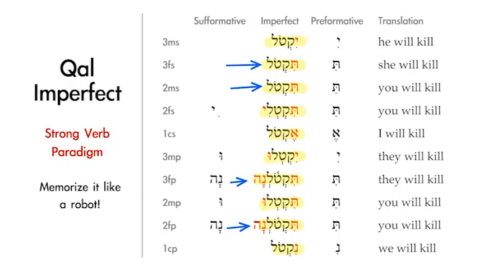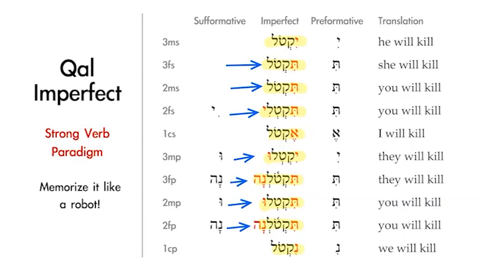Additionally, you'll observe that every form has a preformative attached to the front. This is the prefix that will help you identify the person, gender, and number of the verb. You also have 5 forms that take subformatives. The 2FS, the 3MP, again the 3FP and the 2FP, as well as the 2MP. Each of those forms takes a subformative. So every form will take a preformative, and 5 forms will take a subformative.